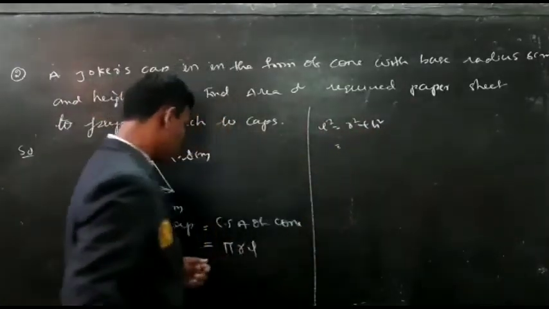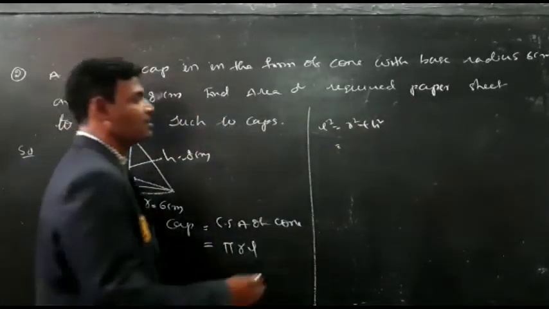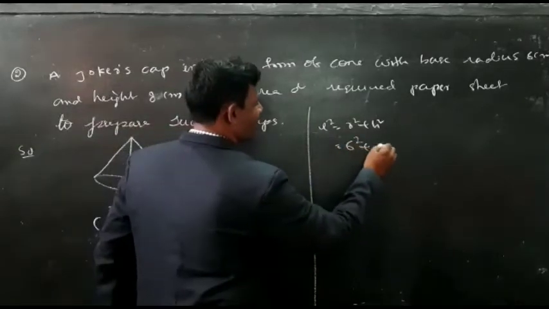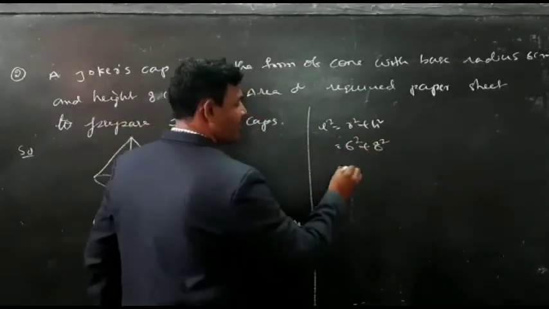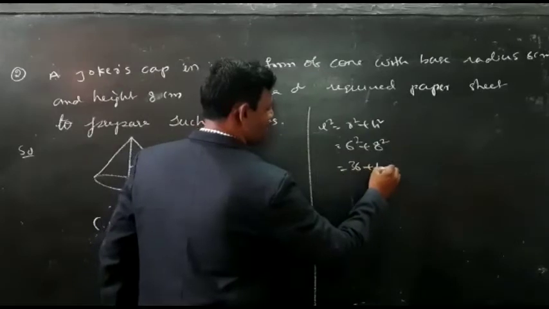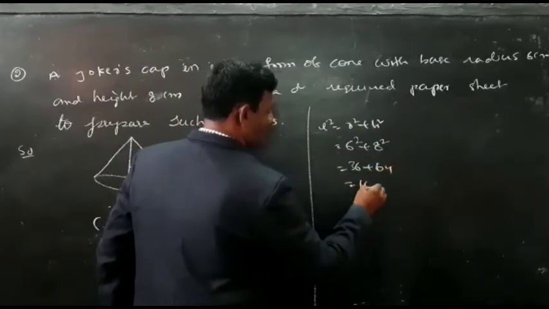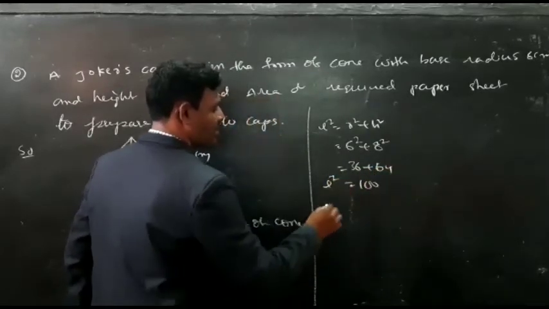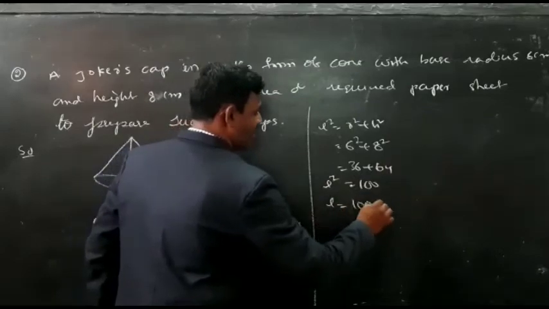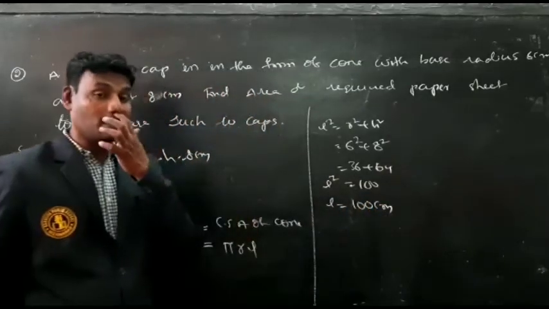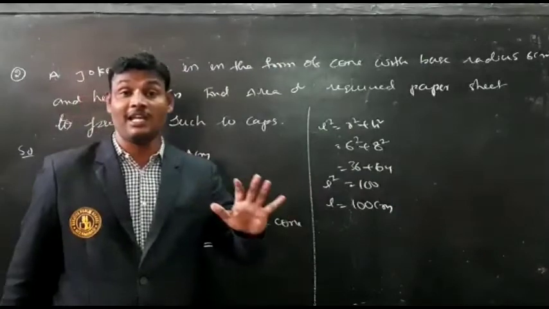What is the radius here? R is equal to 6 centimeters. So R square means 6 square, H square means 8 square. So 36 plus 64 is equal to 100. L square is equal to 100. L is equal to 10 centimeters. Now what is the slant height of the cap?